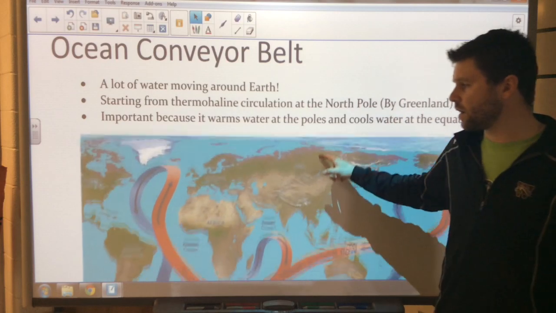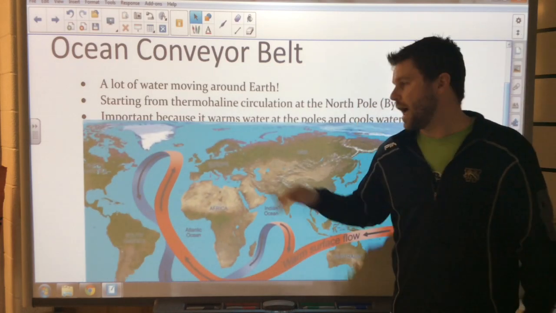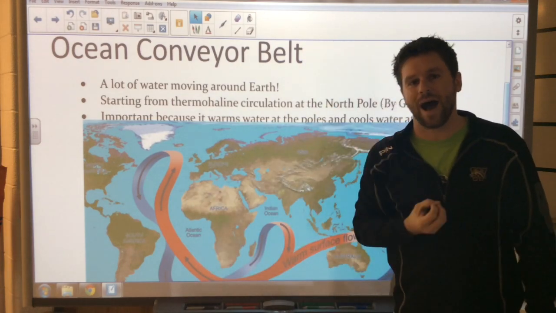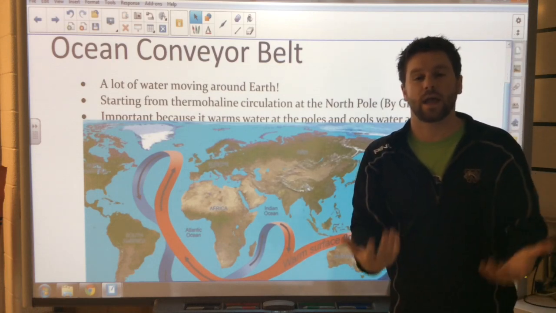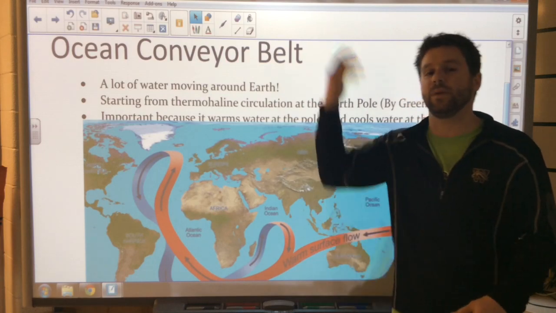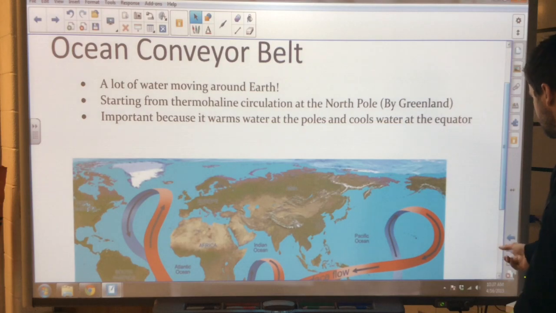Also, with this conveyor, the oceans are a huge reservoir of CO2. And because we have water moving, it's able to pull CO2 out of the atmosphere and then bury it deep within the ocean and let organic aquatic ecosystems use that CO2 rather than keeping it in the atmosphere. So this is important for a lot of different reasons, but those are two.